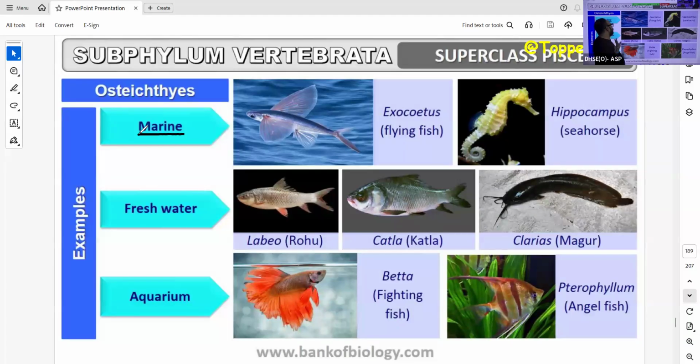In fresh water, you'll have Labeo rohita, Catla, Clarias, that is Magur. Labeo rohita is Rohu and Catla is Bhakura, which you commonly see in markets. And Clarias is Magur. In aquarium, you have goldfish, the Betta fighting fish, the angelfish. These are all basically observed in aquariums, which are artificial or man-made ecosystems.